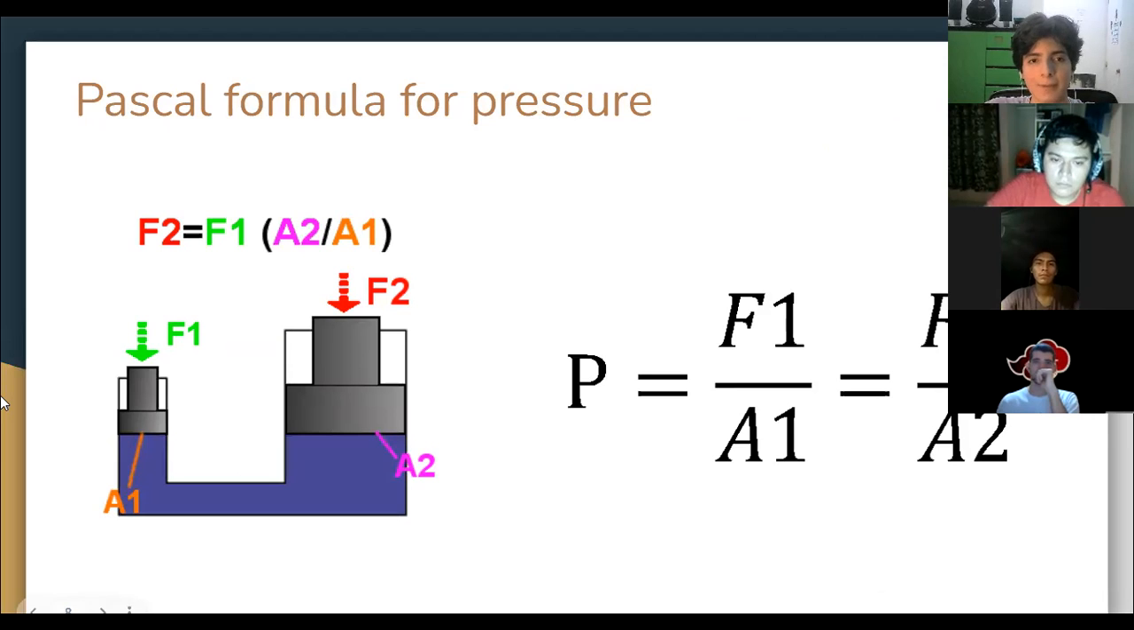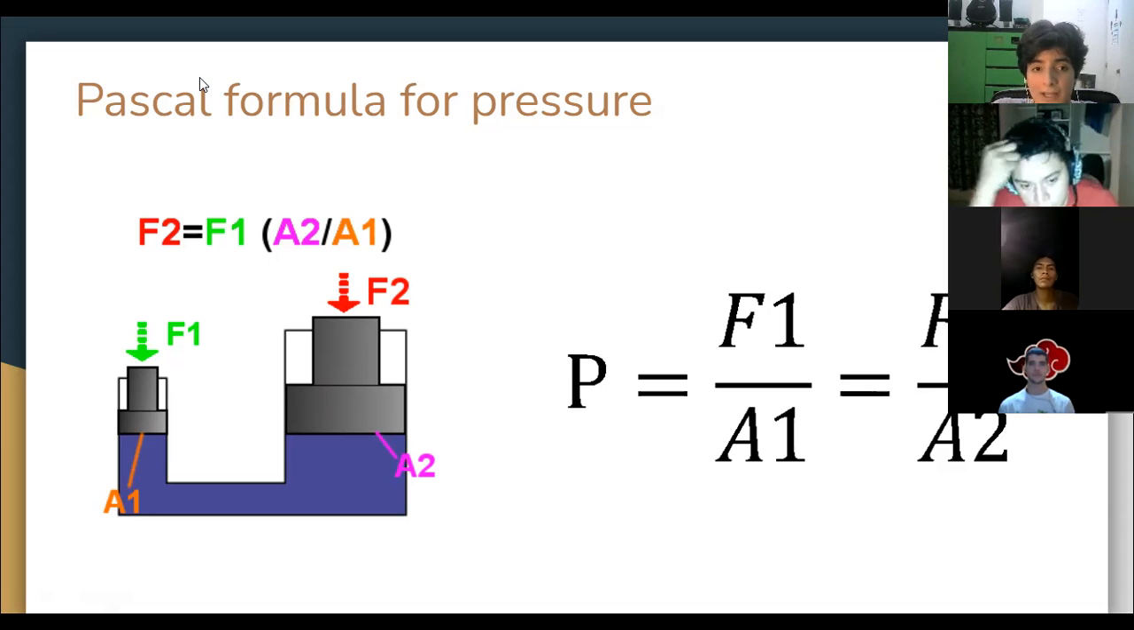Here we have Pascal's formula for pressure. This is used to calculate the pressure that something puts onto another thing. The formula is the next one: F2 is equal to F1 multiplied by A2 divided by A1. This is how we calculate the pressure. Another equivalent formula is P equals F1 divided by A1, which is equal to F2 divided by A2.